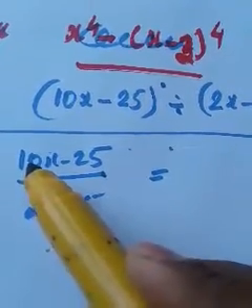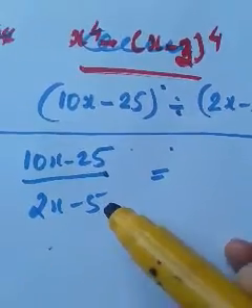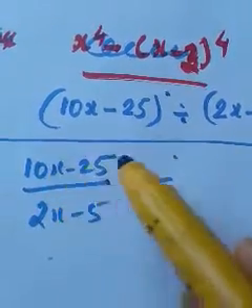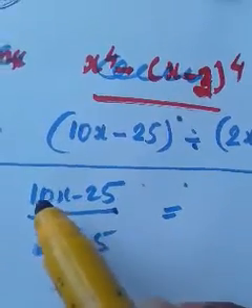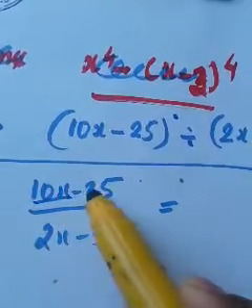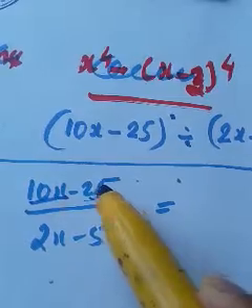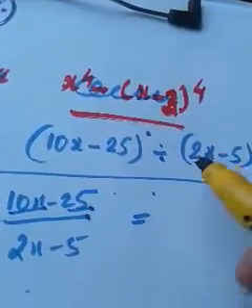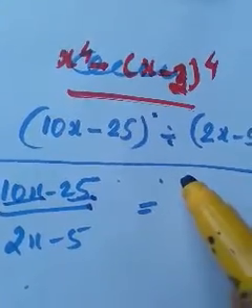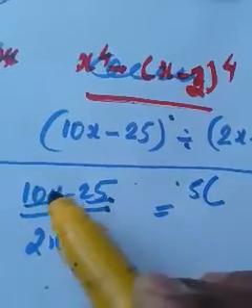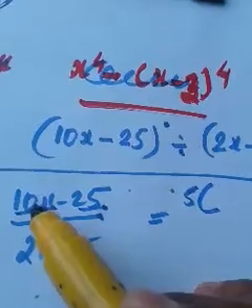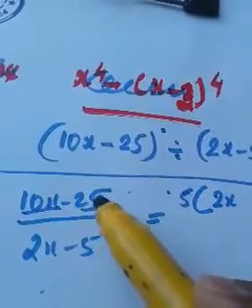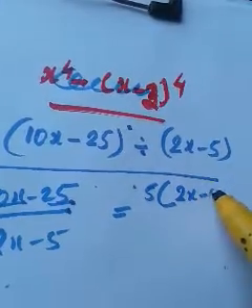Okay, can you factorize the denominator? Because 2x and 5 have no common factor, so we cannot factorize. But here we can factorize. Which is common for the terms 10x and 25? X is not common, but for 10 and 25 which is common? Yes, you are right, 5 is common. So take 5 outside. If you take 5 outside from 10x, 2x will remain. If you take 5 outside from 25, 5 will remain.